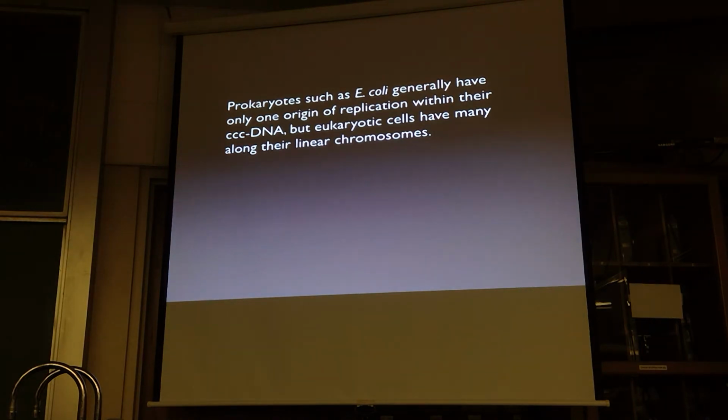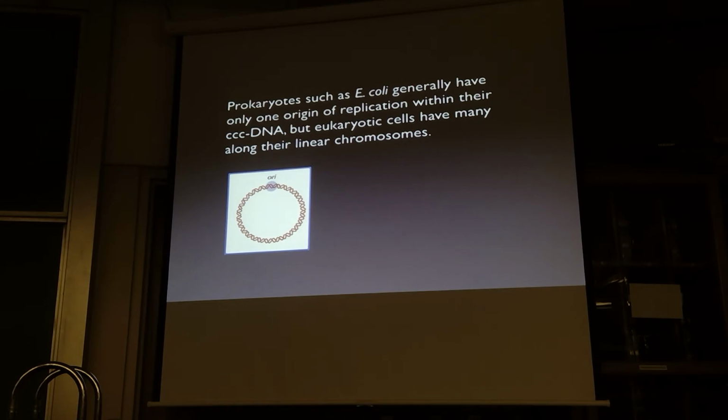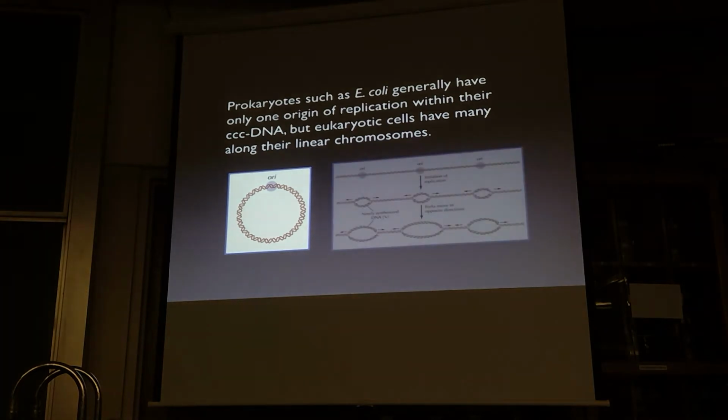So for prokaryotic cells, again, they have covalently closed circular DNA molecule. Replication starts at the origin and goes around both ways. The origin is usually called oriC. So if you see oriC someplace written, you can say, oh, that's the origin of replication. Replication starts there and it goes around.